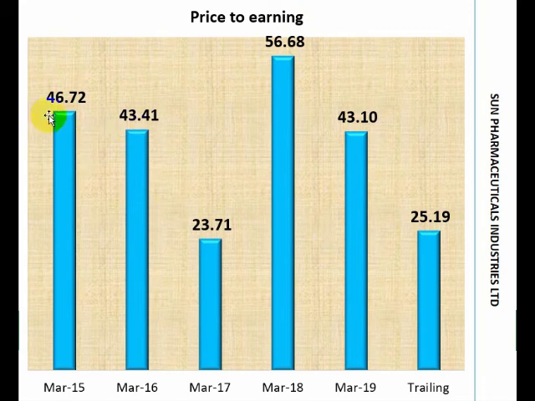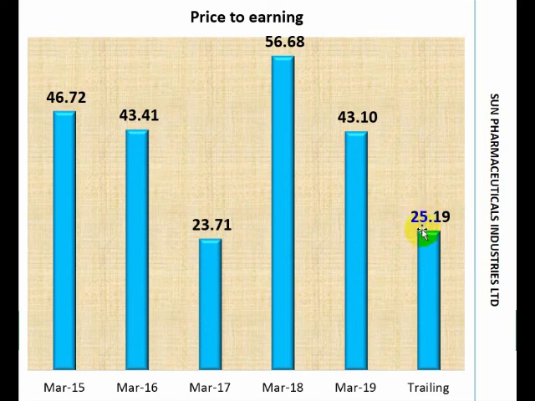As can be seen from the graph, the company's price to earnings ratio since March 15 onwards had always been trading above 40 times, except in March 17 where it dropped to 23 times its earnings, meaning it was very reasonable at this particular price point. And in the recent 12 months it is available at around 25.1 times.